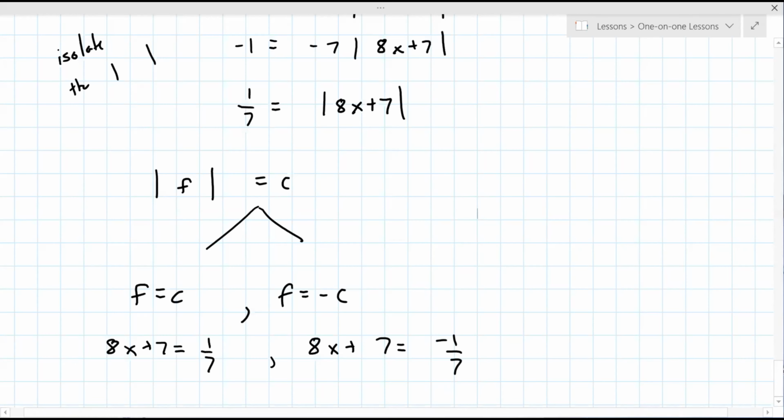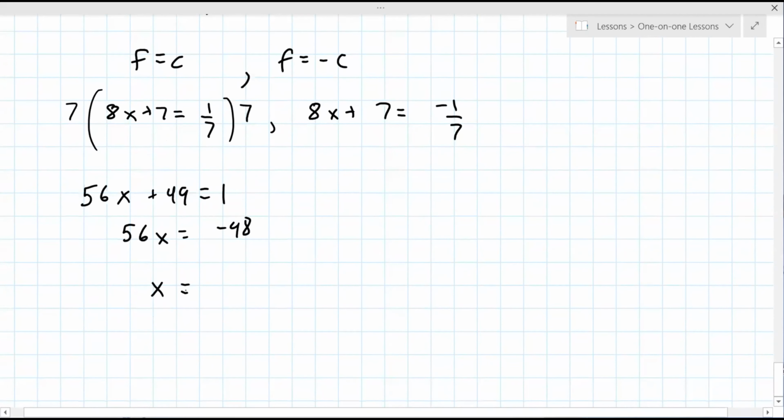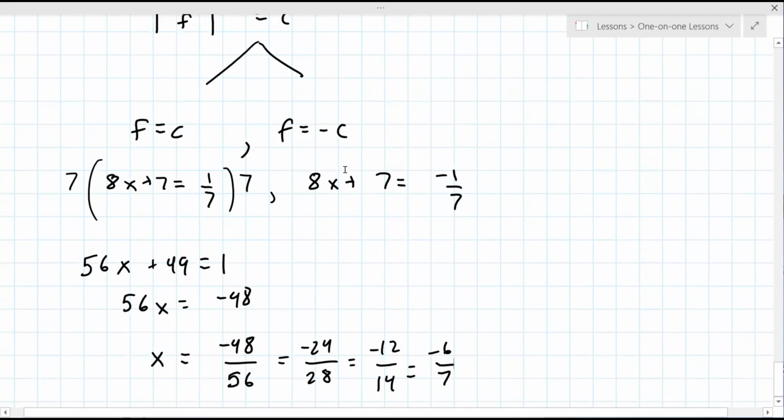It's easy for me to say because I can sort of look ahead, but truly you have to be willing to. So a couple things here: you might want to just multiply both sides by 7 to get rid of the fraction. 56x plus 49 equals 1. And then 56x equals negative 48. Then you divide by 56, so you get negative 48 over 56, negative 24 over 28, negative 12 over 14, negative 6 over 7. Don't think that one's there. Nope. Okay, so we have to do this other side.